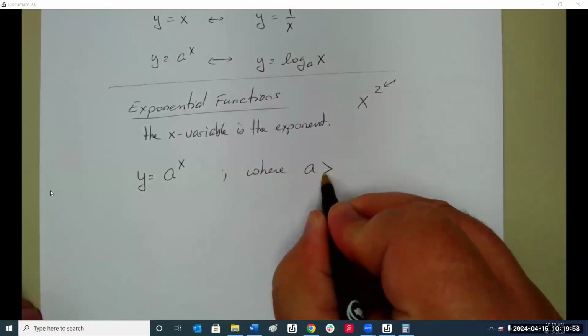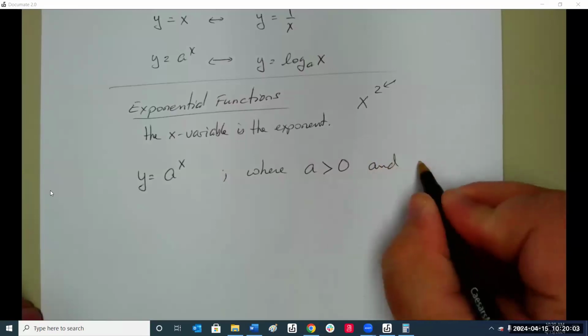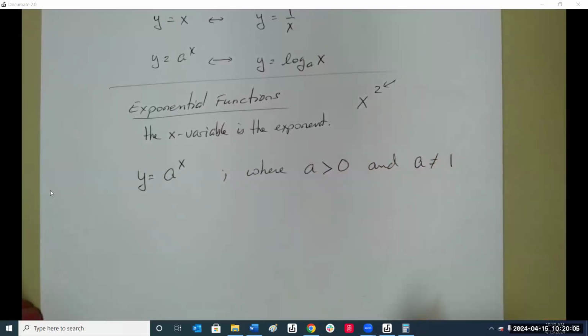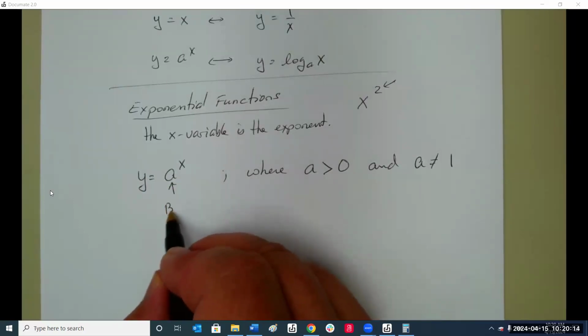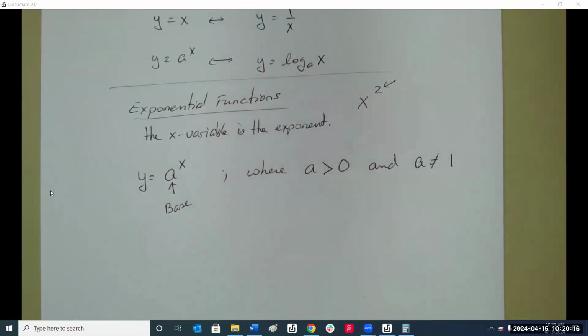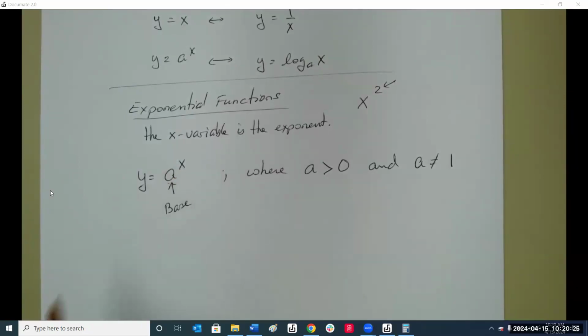Where a is greater than 0 and a cannot equal 1. A has a name. It's called the base. So this is an exponential function base a of x. That's the official name of it.